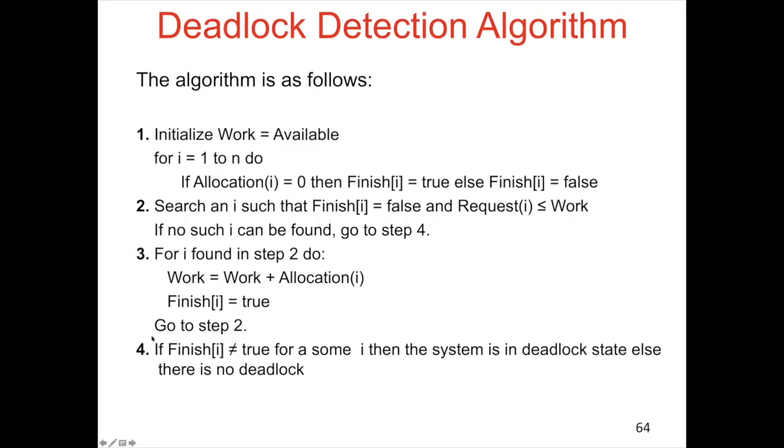Step 4. We may come here either because all finish values are true, or because some are false, and for those processes having value false, request i is not less than or equal to work. If finish i is not equal to true for some i, then the system is in a deadlock state. If all of them are true, there is no deadlock.